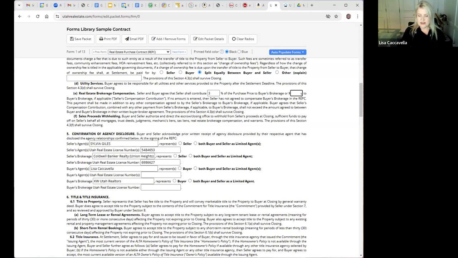So if there's nothing in here, then you just put non-applicable or just put a line through it. Try not to leave any blanks in a contract. To me, that's just lazy. If I see a contract that's just really nice, sharp and clean, it makes me feel like working with that agent is going to be a good experience. And that's what you want, is a good experience.